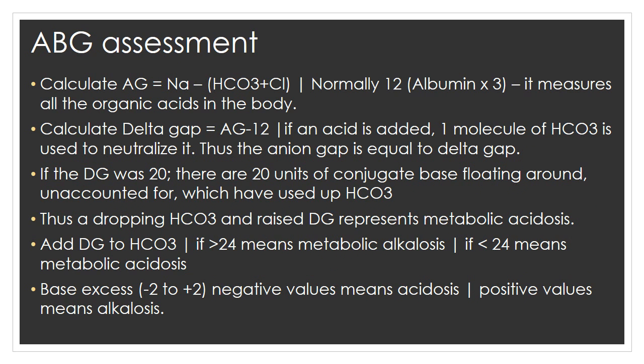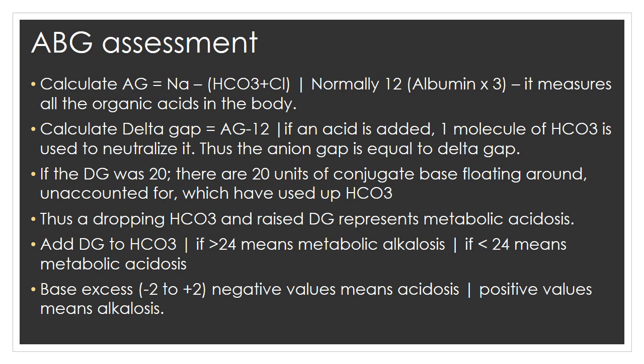When one would want to interpret the acid-base gases, you should see the ABG report along with the Chem 7, which takes into account the blood urea nitrogen, creatinine, sodium and potassium and chloride. The first thing that needs to be done is to calculate the anion gap. To do this, take the value of sodium and subtract HCO3 plus chloride. Normally the anion gap is 12 and it is roughly equal to albumin times 3.